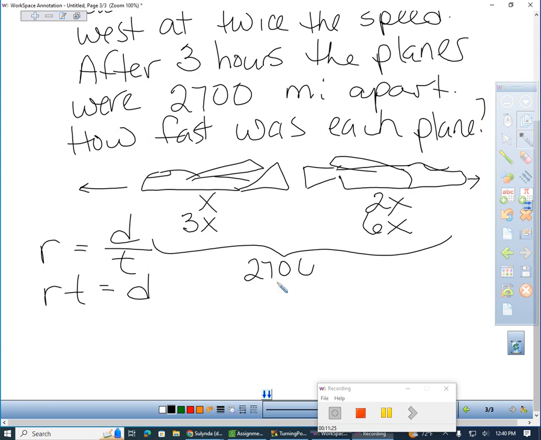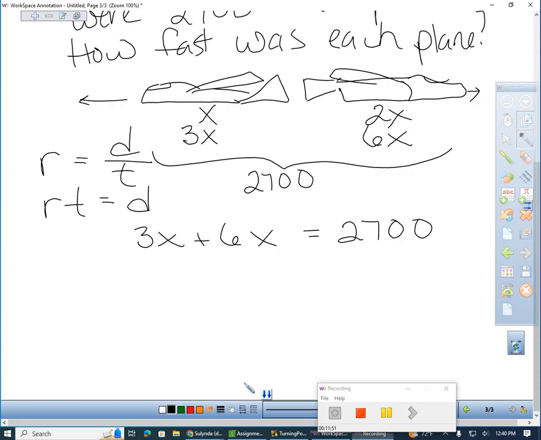So what am I going to do with 3x and 6x? Am I going to add, subtract, multiply, or divide? Add them, right? The distance from here to here, I've got to add their two distances together. So I have 3x plus 6x equals 2,700. 3x plus 6x is 9x. So x equals 300. So that means plane number 1 is going 300 miles per hour.